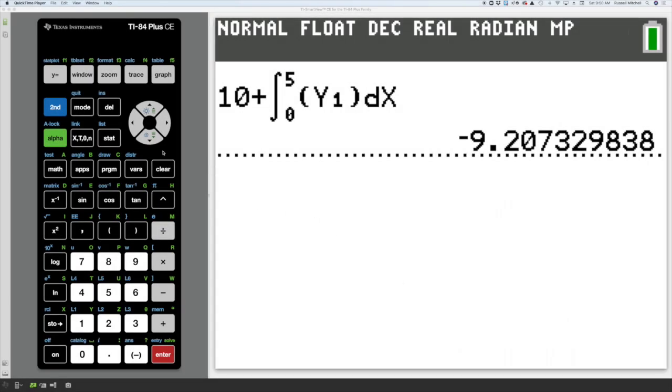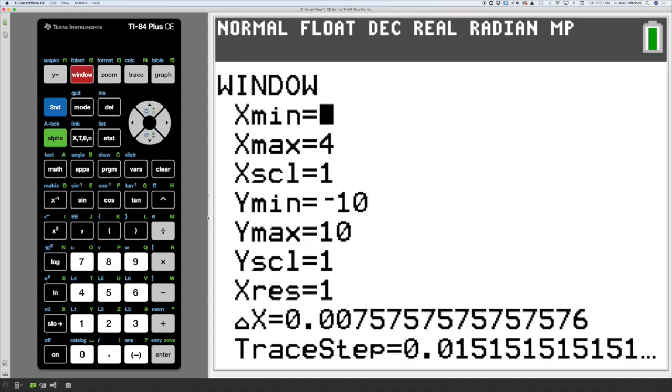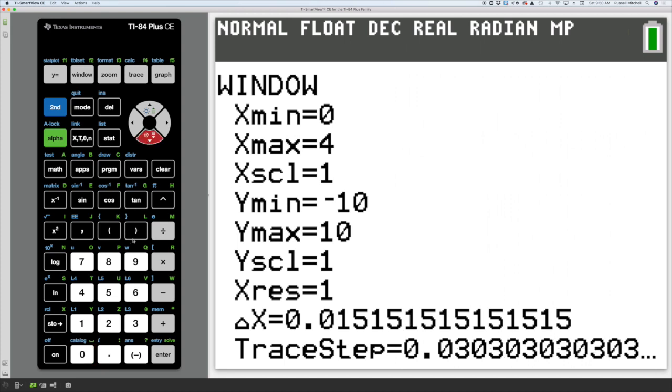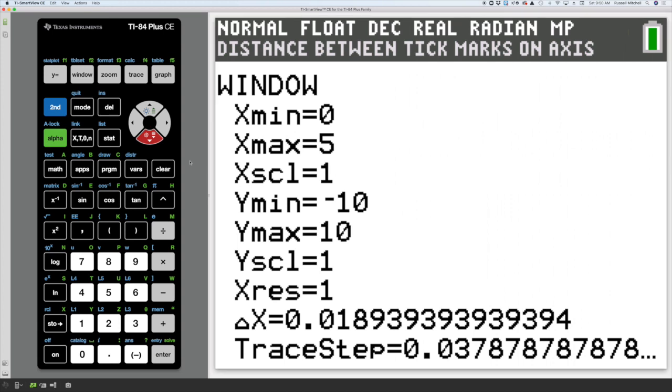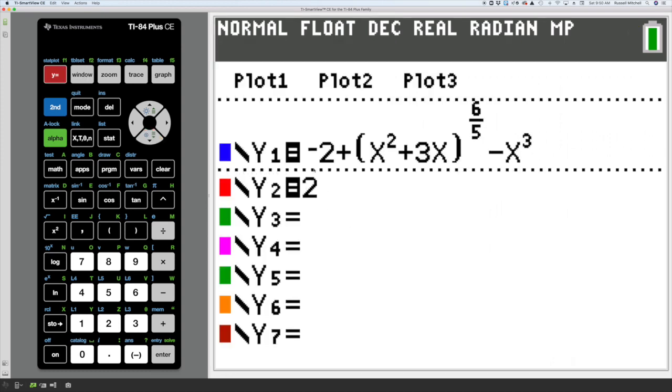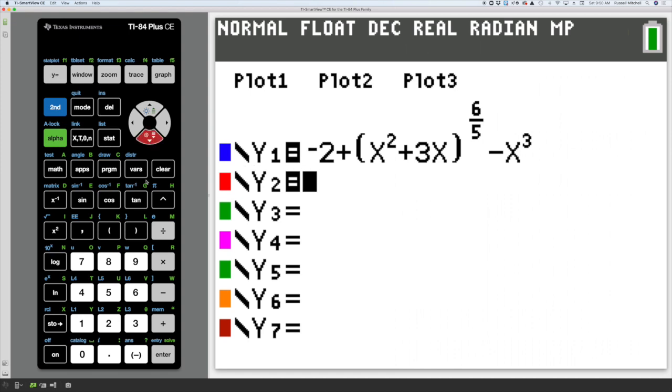Okay, so from our home screen, we want to press window, and we want our x min to be 0 and our x max to be 5, x scaled by 1. Probably y min to negative 10 to 10 is good too. And I just realized I said earlier negative 8 to 8, but it was negative 10 to 10. Okay, and then for y equals, we want to change this from being 2 to being 0, because we want to know now where the velocity is 0. Okay, and then let's graph that and see what we get.